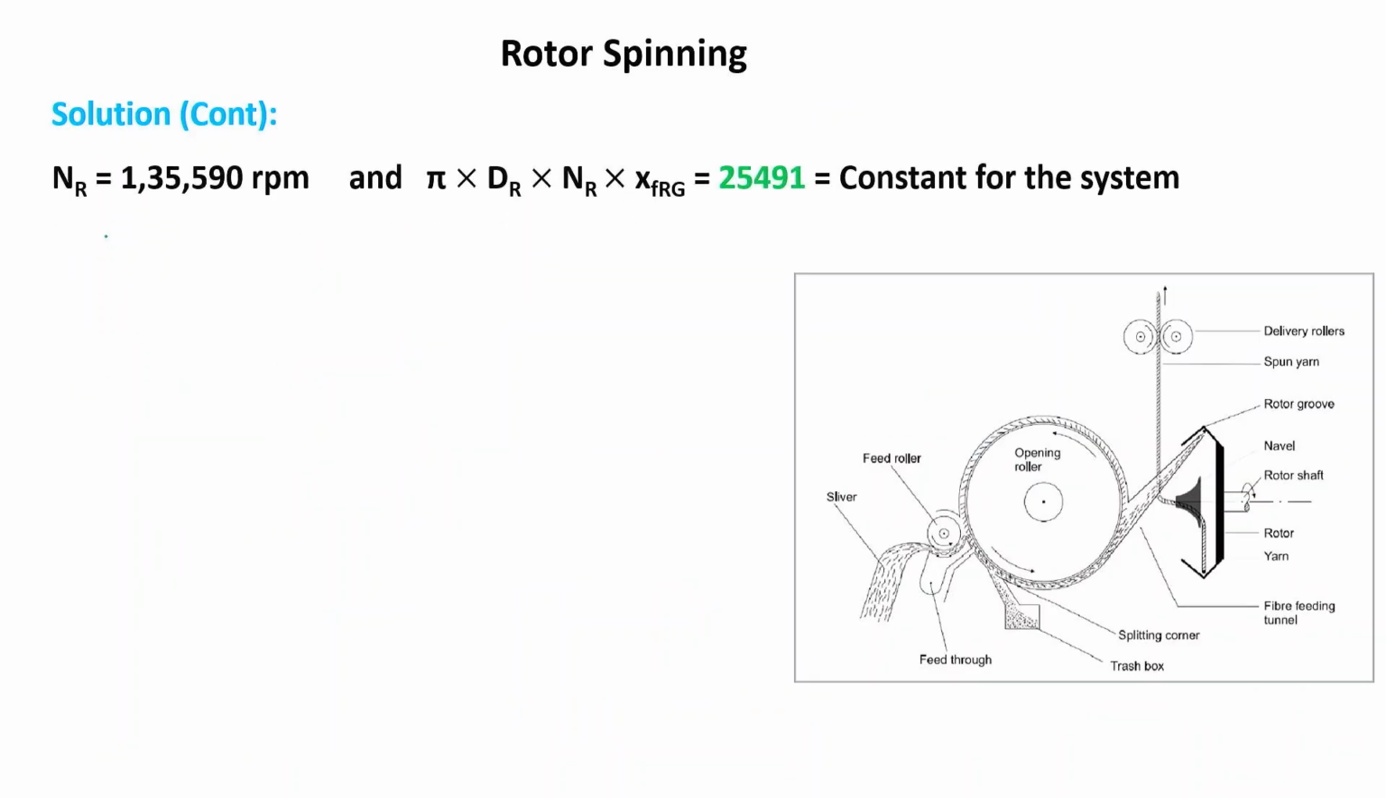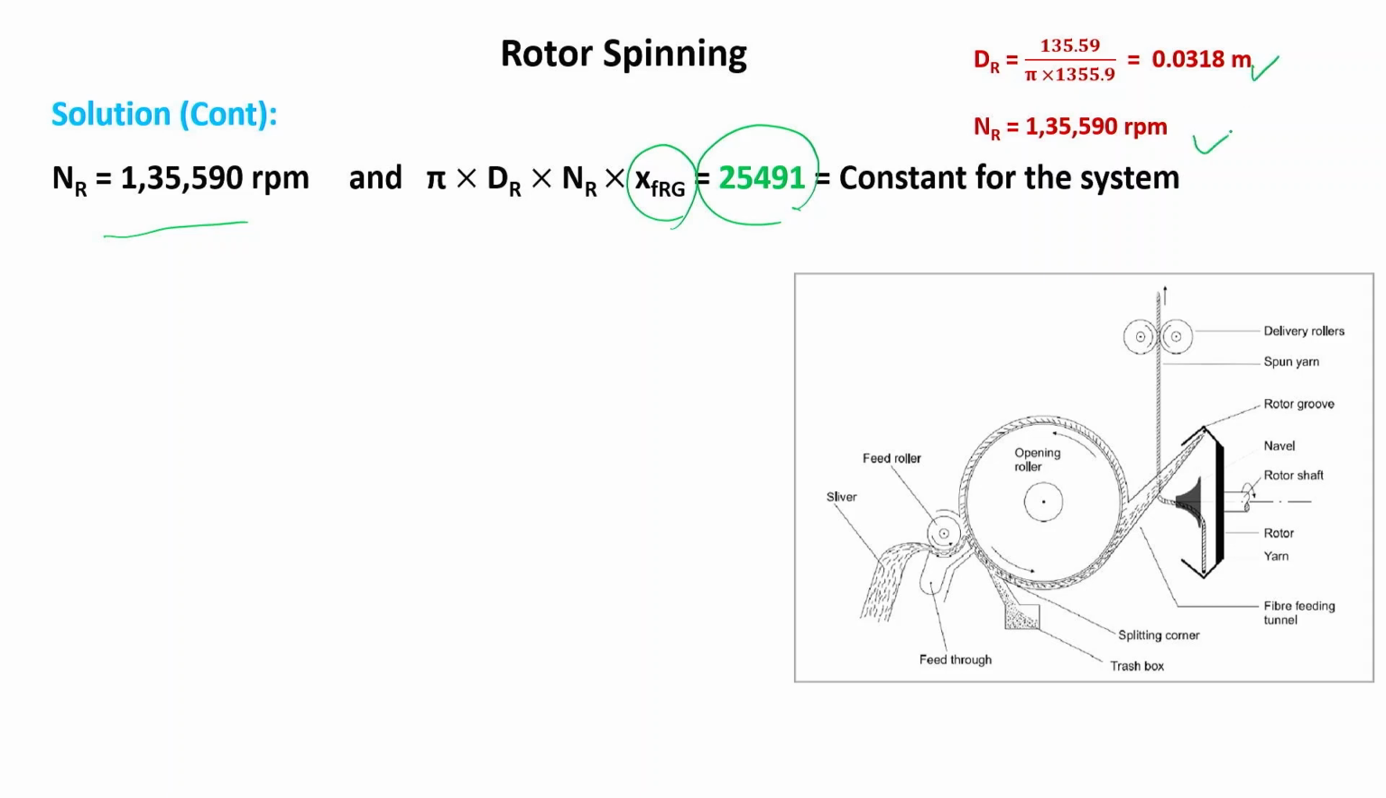This is the rotor RPM, and also we know that the constant is 25,491, which is nothing but rotor circumference speed multiplied by the number of fibers in the rotor group. So what is the rotor circumference speed? Pi dr Nr, all the data are known, dr is known, Nr is known. So we can calculate Xf rotor group, and from this 1.88 is the number of fibers in the rotor group.